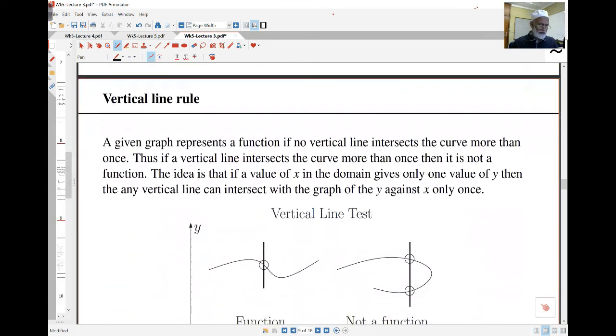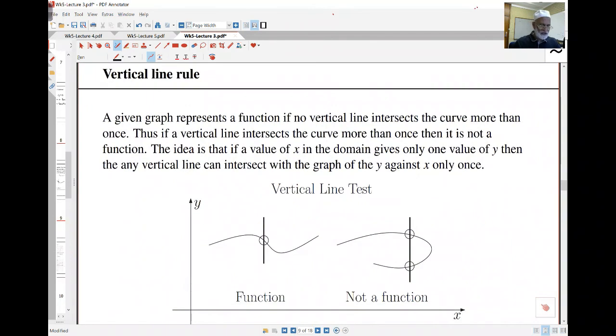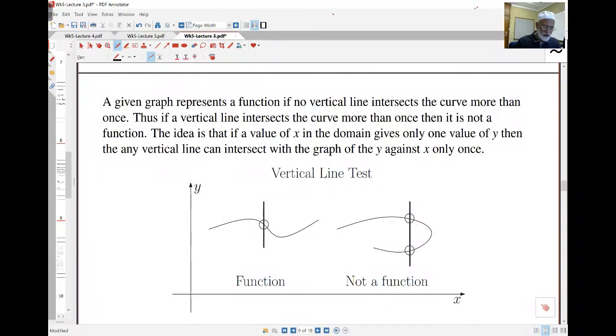For graphs, we have this vertical line rule. Essentially the idea is that if I get only one value of y from a value of x, that means if I draw a vertical line, it should cross the curve or the graph only once. Since the vertical line gives you a value of x essentially, and you must have only one value corresponding to that for y. So here are examples.